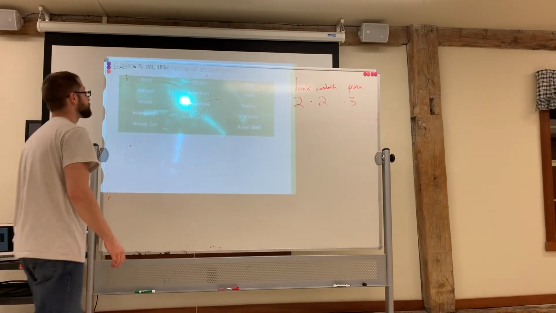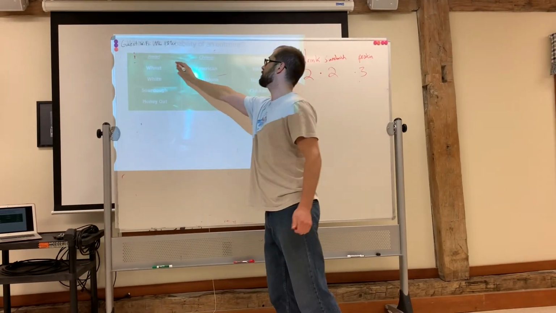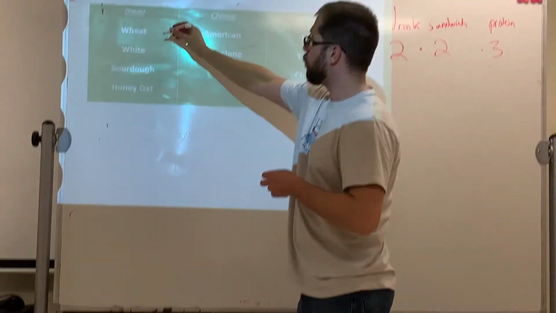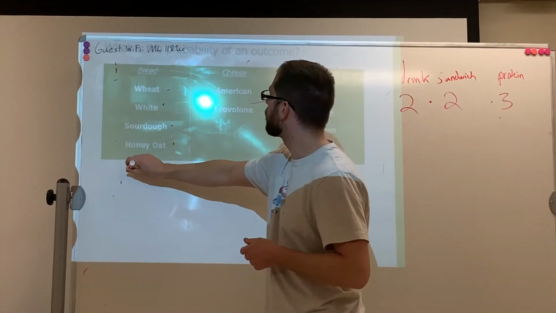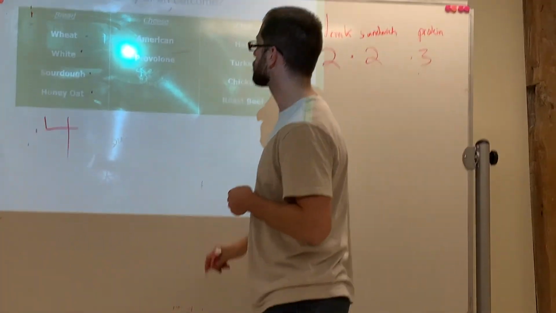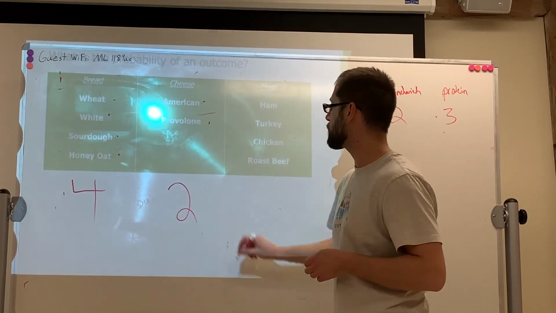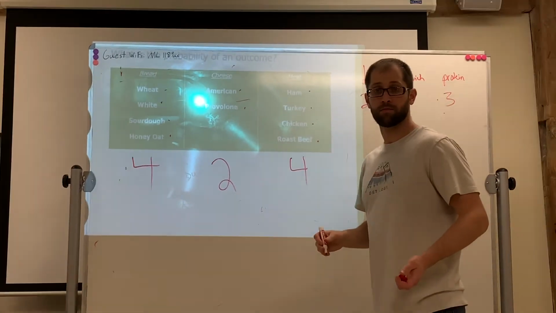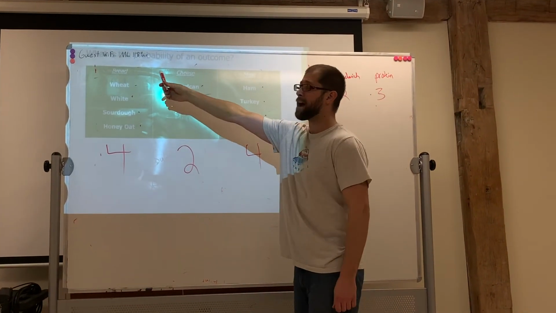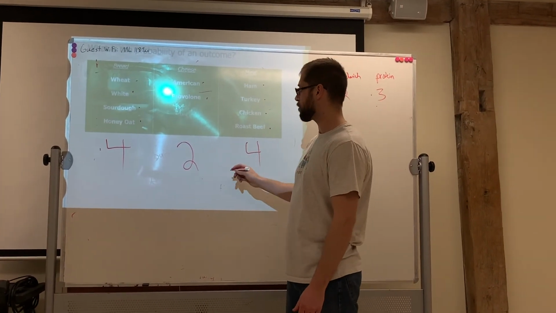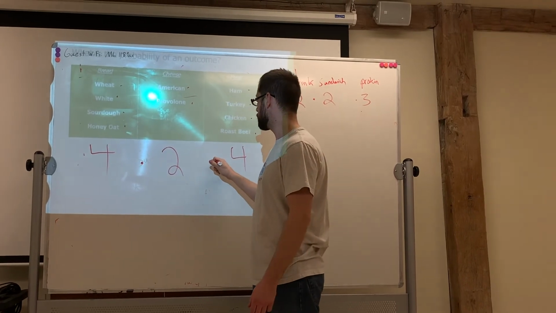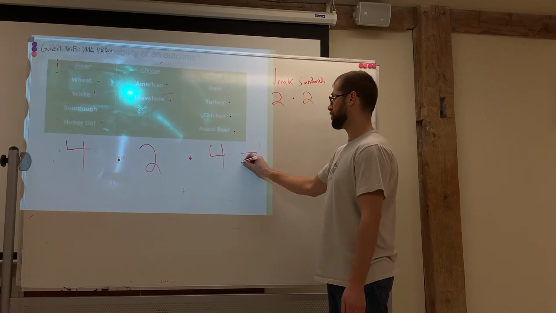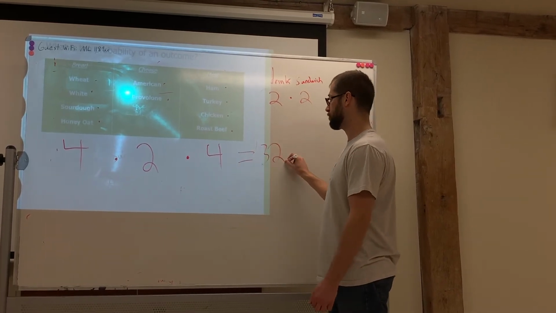Okay, so let's look at this. We have bread, cheese, and meat. There are 1, 2, 3, and 4 bread options. 1 and 2 cheese options, and 1, 2, 3, and 4 meat options. So I just need to figure out how many options I have for each category. 4 times 2 times 4. 4 times 2 is 8. 8 times 4, 32 outcomes.